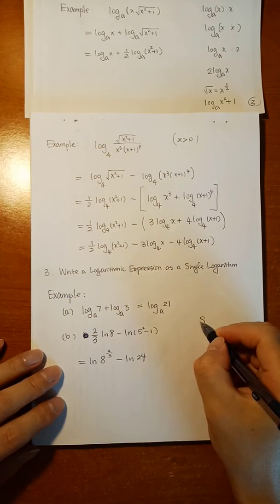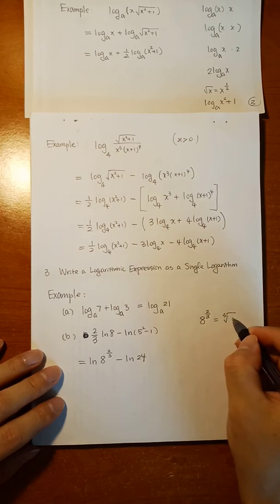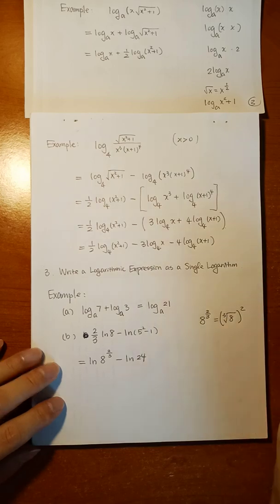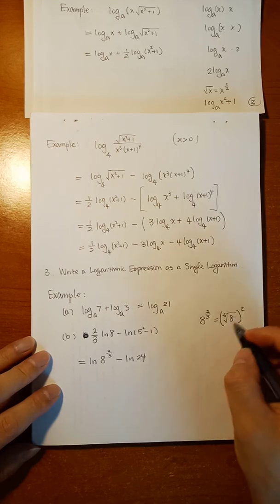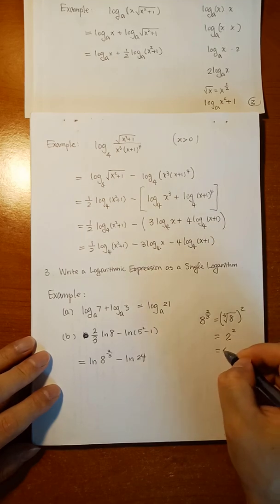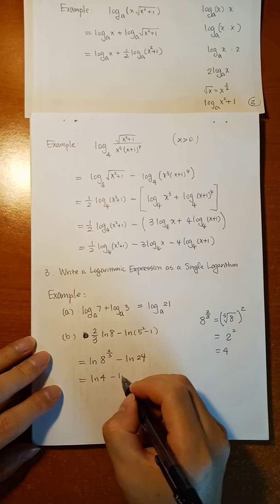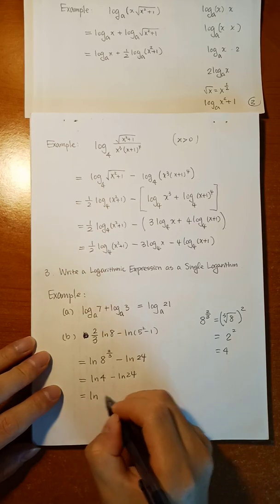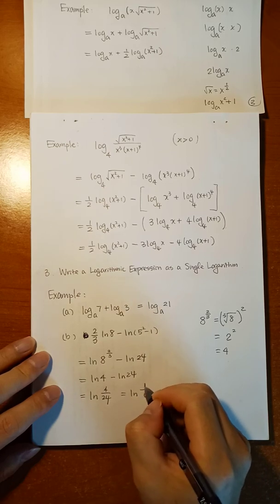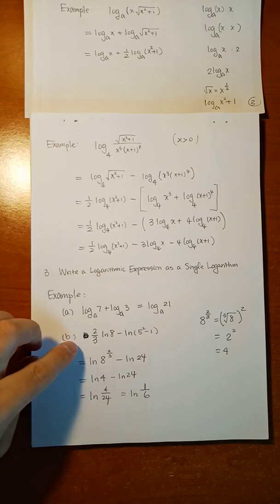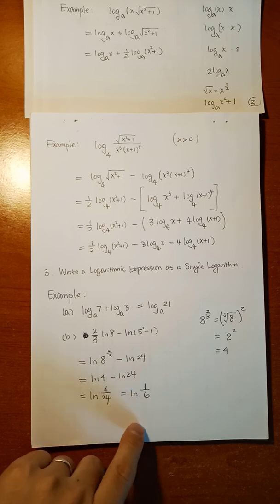Okay, now let's understand this 8 to 2/3. The denominator 3 means you have a cube root. The numerator 2 means you have a power, a square. The cube root of 8: 2 cubed is 8, so the cube root of 8 is 2. 2 squared is 4. So this is log 4 minus log 24. So it's log of 4 over 24, which is log of 1 over 6. Okay, so this is how to write a logarithmic expression as a single logarithm, and we simplify it.